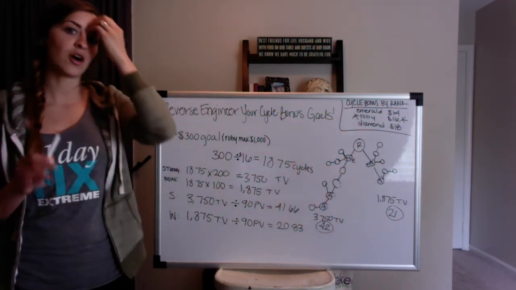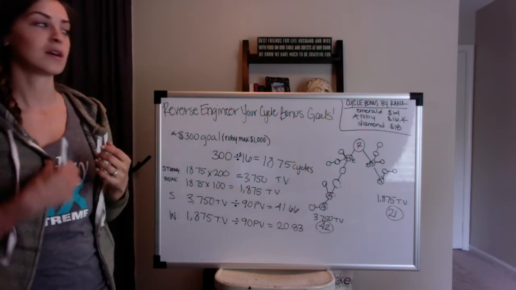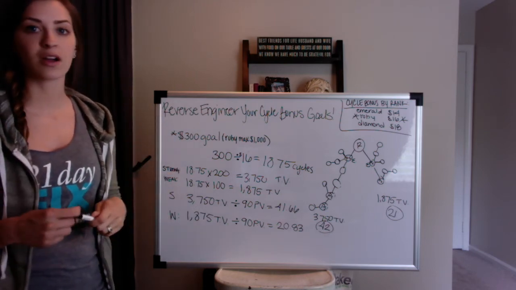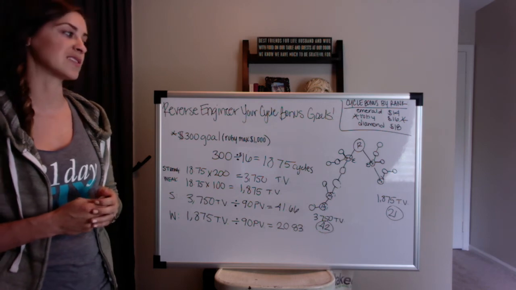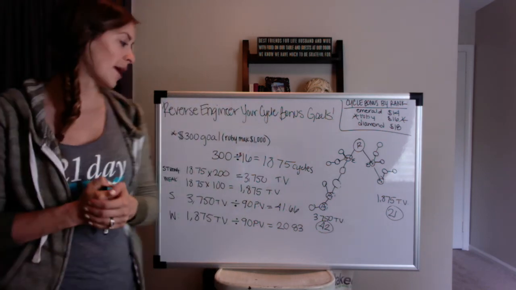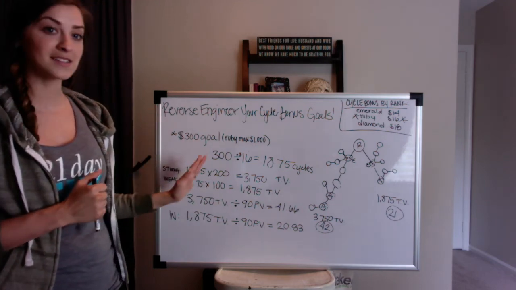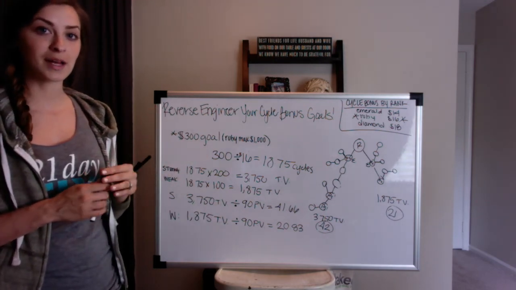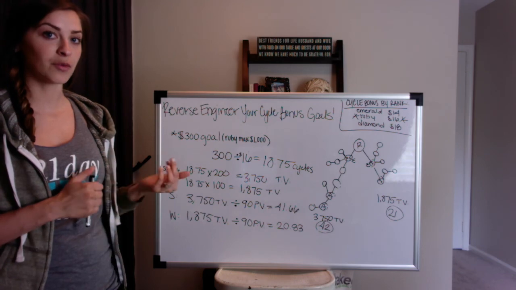These don't have to be all your personally sponsored coaches, because that would take significantly longer for people to build their team cycle bonuses. This can be your team's team and their team's team. Okay, so you can take this formula and you can basically apply it to any financial goal that you have for a team cycle bonus.